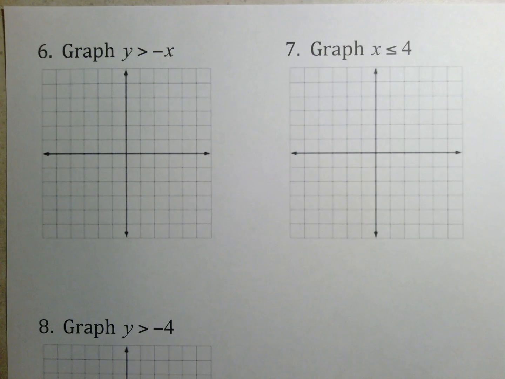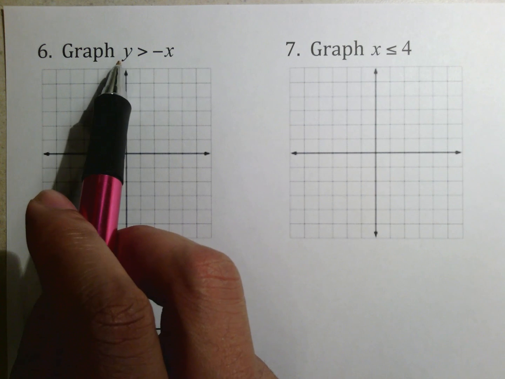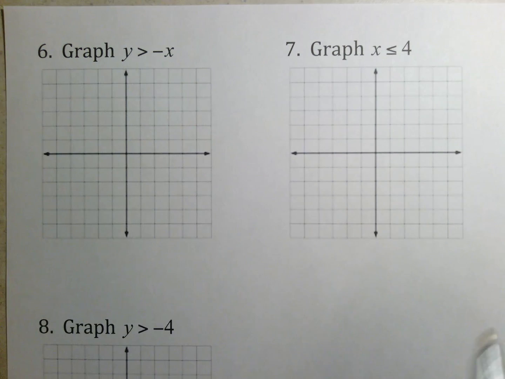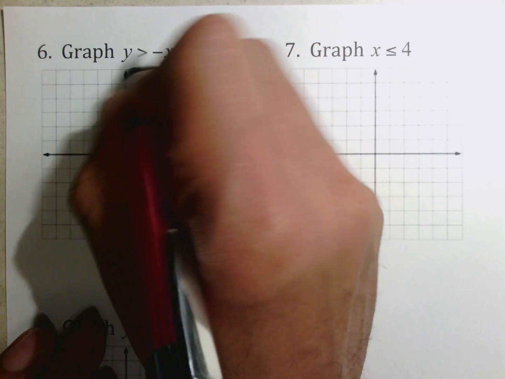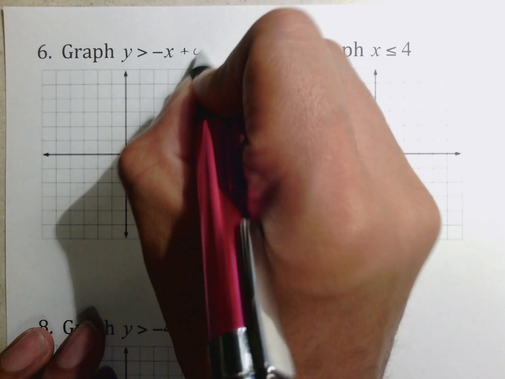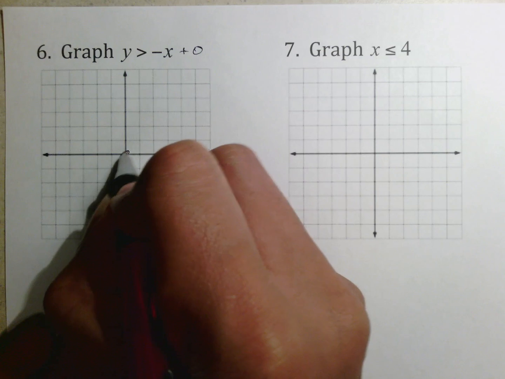Here you have y is greater than -x. Part of me says that it's in slope-intercept form, but it's weird because I'm used to having two things. Well, if you think about it, y is greater than -x is almost like having a plus 0, which means that the y-intercept is 0.